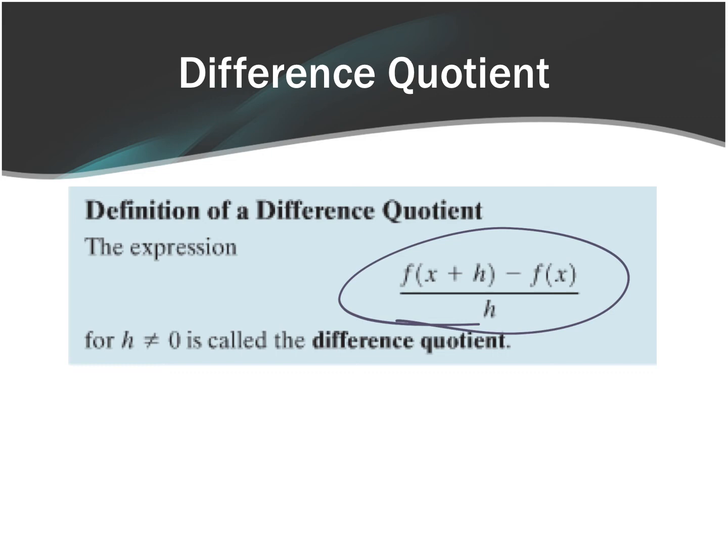That's another thing you've got to memorize, okay? That is the difference quotient. Again, f of x plus h minus f of x over h. It looks so very complicated. You already know how to do all the parts of this. We're just going to put it together, okay?